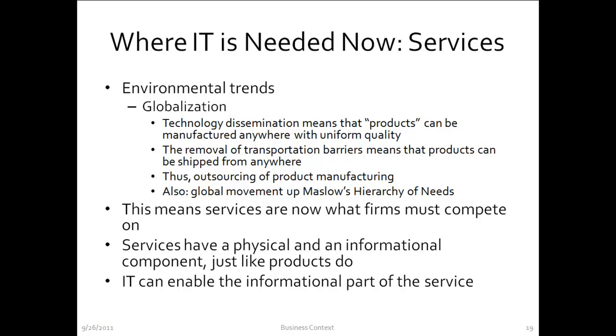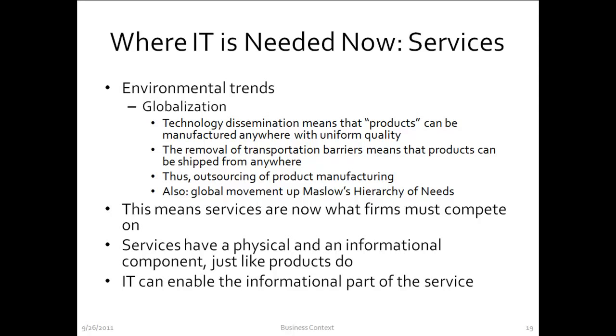Thanks to technology being available everywhere, having been disseminated everywhere, products can be manufactured anywhere with uniform quality. Essentially, a car made anywhere in the world is of the same quality. Thanks to cheap energy, there has been a removal of transportation barriers, which means that products that can be made anywhere can also be shipped anywhere. So you can buy a car that was made in China as easily as you might buy, from the same lot, a car that is made in the US.